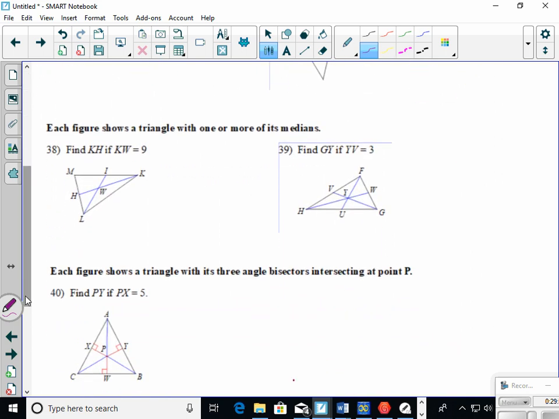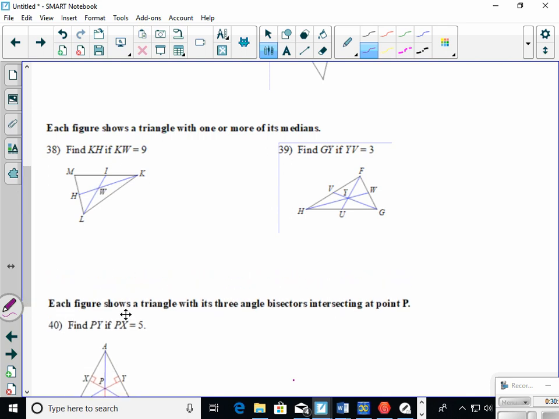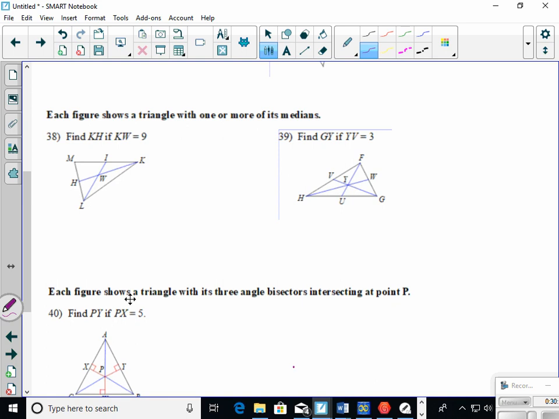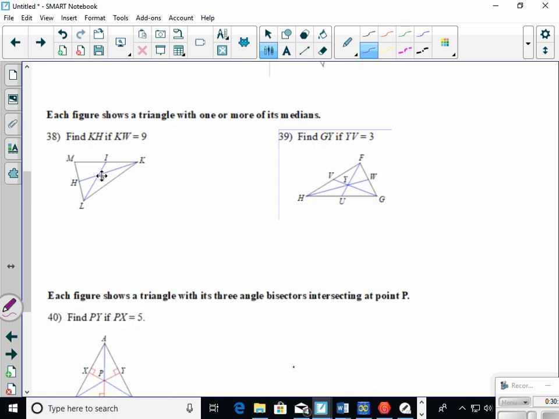All right. 38 and 39, each figure shows a triangle with one or more of its medians. All right, so all we need to remember here is the medians intersect at a point called the centroid, and the distance from the vertex to the centroid is 2/3 of the total length from the vertex to the opposite side, or the side to the centroid is 1/3 of the total length of that median.